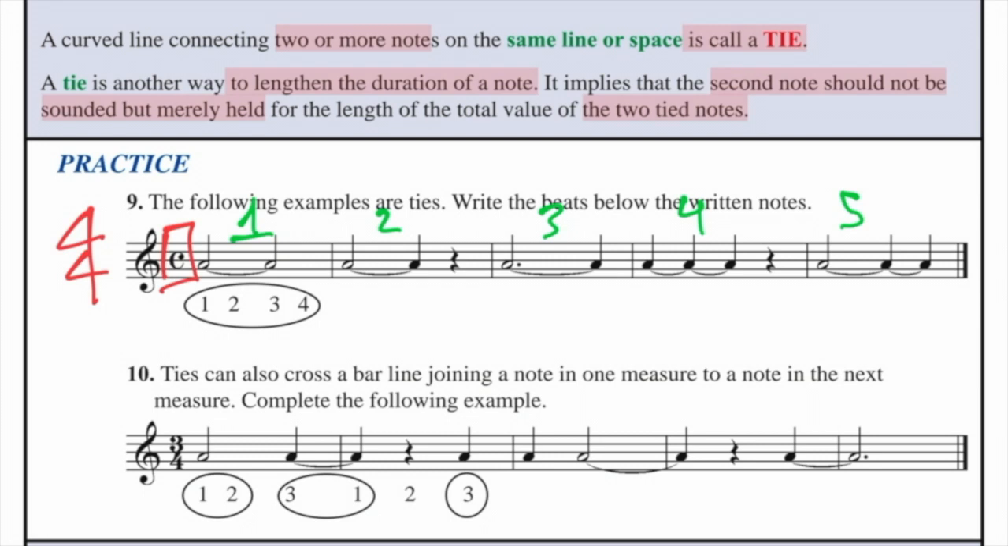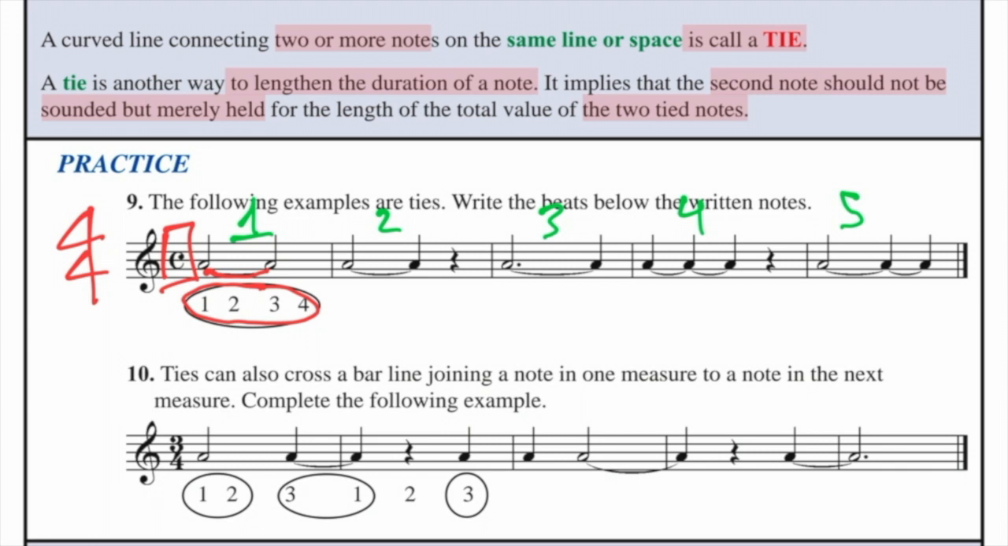Measure number 1 has been done for us. Observe the tied note between the 2 half notes. Therefore, we have only 1 circle, and both half notes create 4 beats because of the tied note.